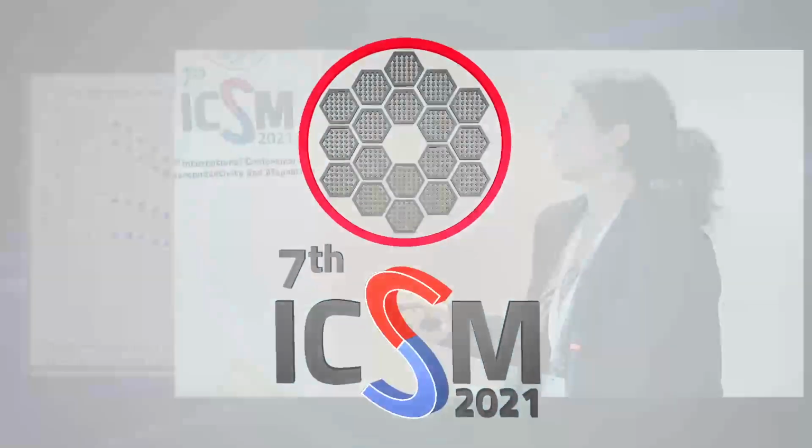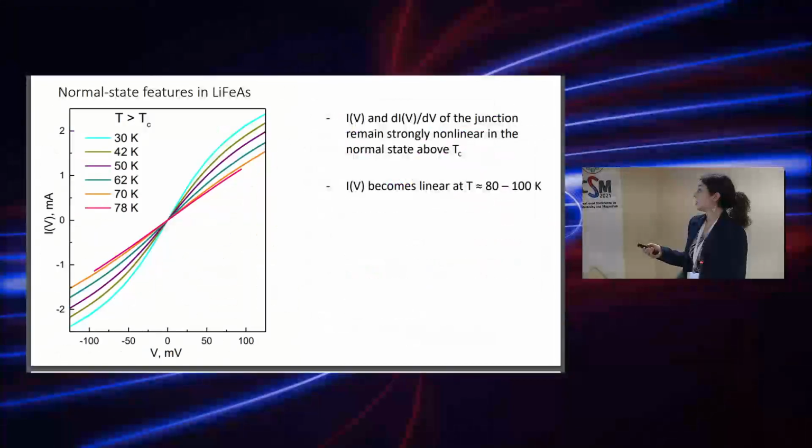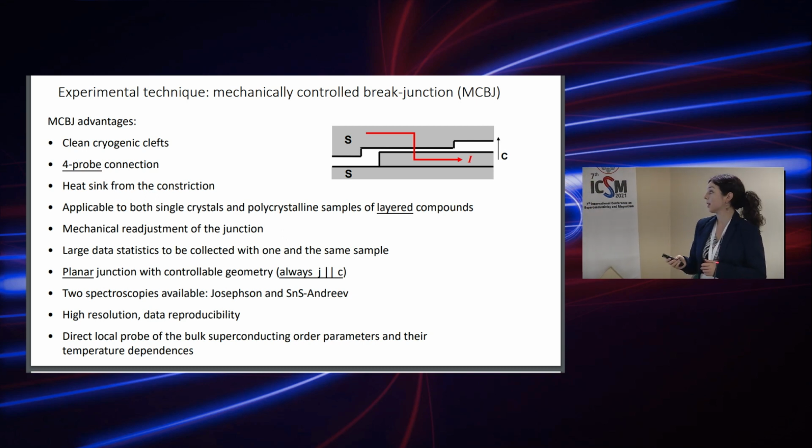Oh, he's asking where is the N layer? The normal layer is just a model. We have a constriction separating two superconducting banks. And this constriction in lithium iron arsenide and in other families of iron-based superconductors is electrically equivalent to a thin normal metal layer. So which metal in this case? It is just a model. It is a constriction of extremely high transparency.